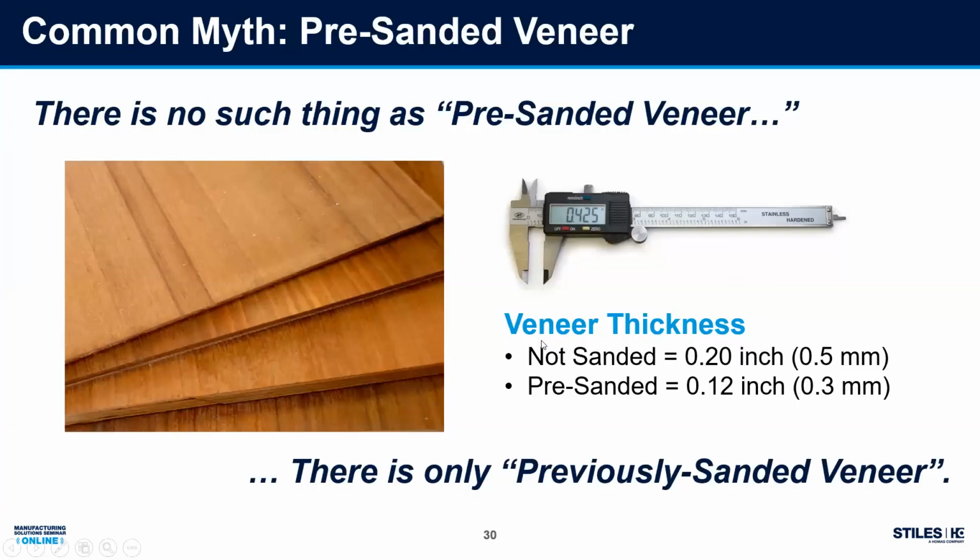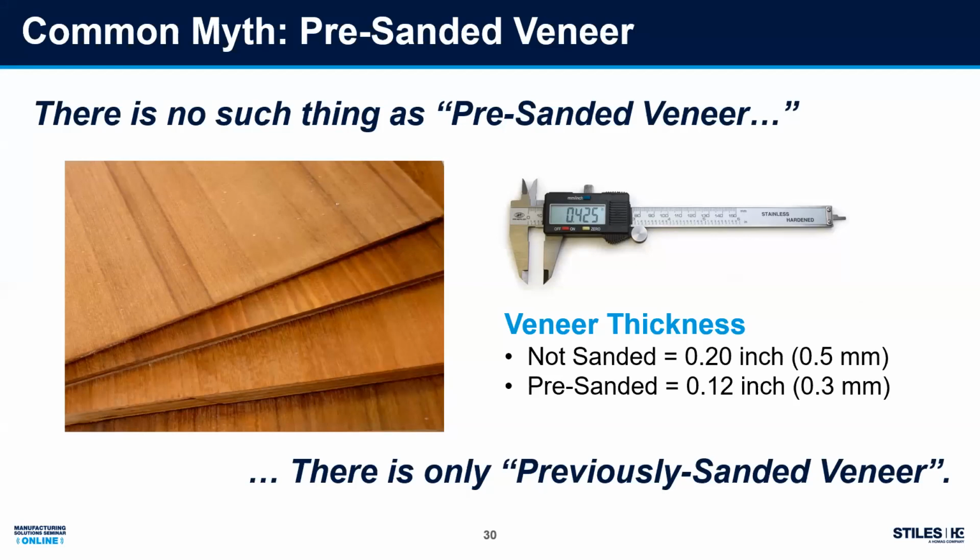One of the most common myths with veneer sanding is people saying or thinking that they are buying pre-sanded veneer, which is true in many cases, and that therefore they don't need to sand the veneer again because it's already been pre-sanded. Now, the reason why I say that's a myth is because there really is no such thing as pre-sanded veneer when you talk about why you're sanding. And again, we have to remember why we sand, and that's very important when we sand veneer, because really pre-sanded veneer only means that it was previously sanded.